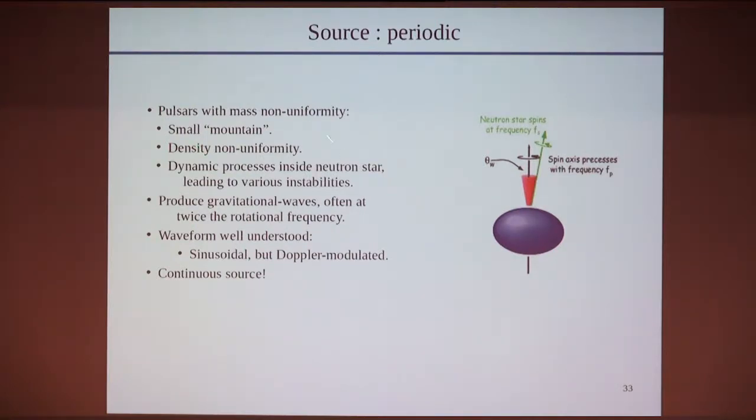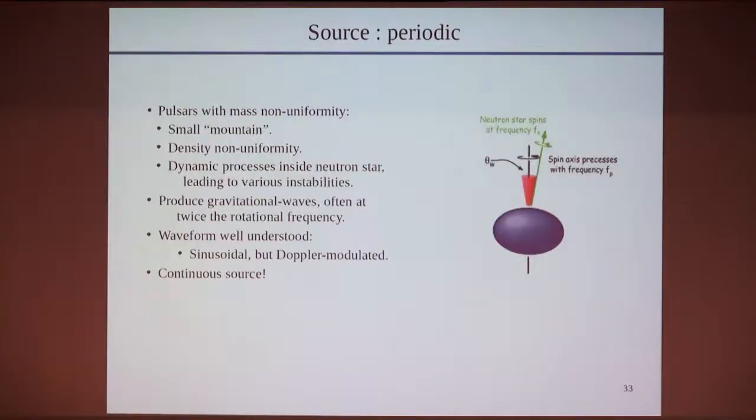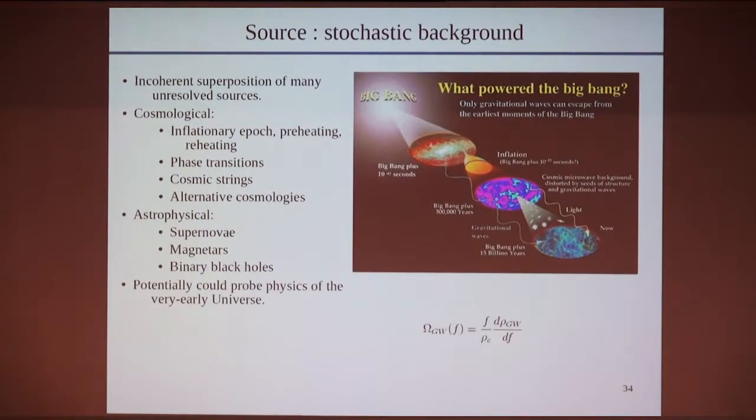Those sources must exist because neutron stars exist. What we don't know is the amount of deformation of the neutron star, which means the amplitude of the gravitational waves they will emit, if they have enough deformation. And the stochastic background, I was mentioning, is a source of all emission since the beginning of the universe.